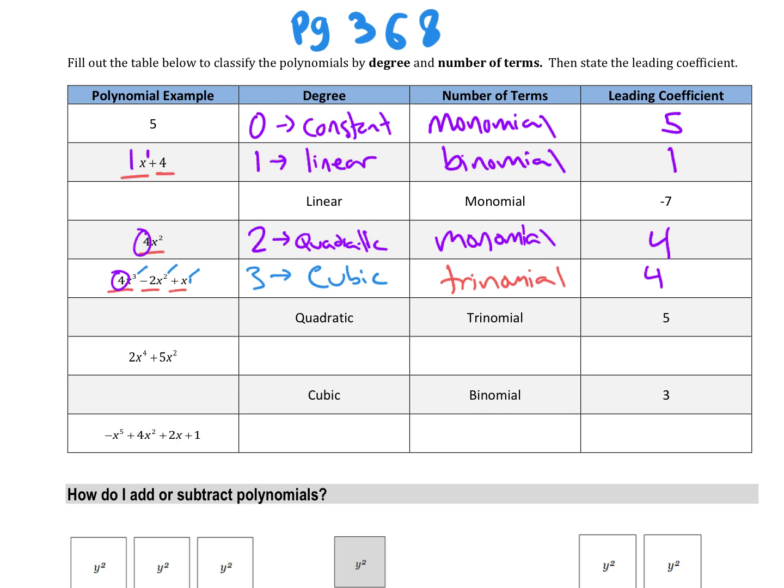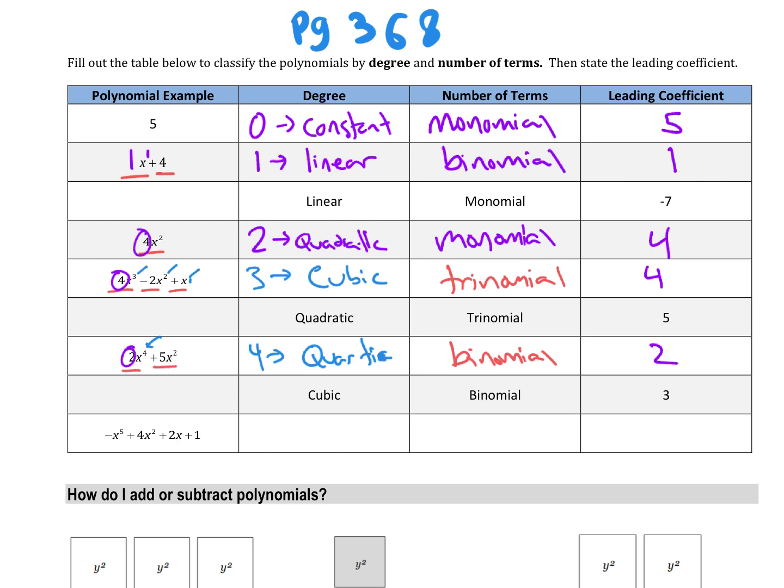Okay, when we look at the next problem down here, 2x to the 4th plus 5x squared, I have 2 terms. That makes it a binomial. The biggest exponent is 4. If we looked on the previous page, we would see that means this is quartic. 4 quarters, quartic. The leading coefficient, what do you think it is? You said 2, you are correct.